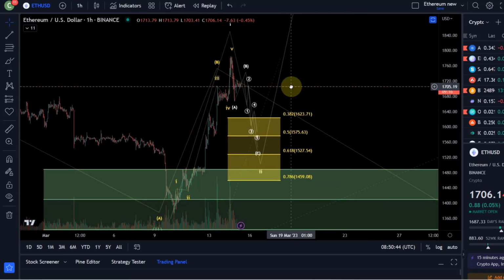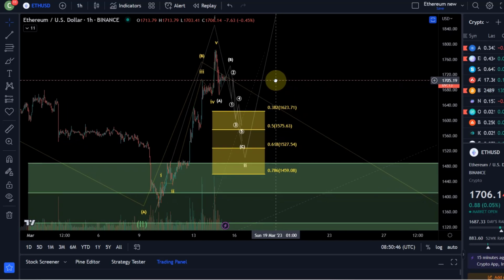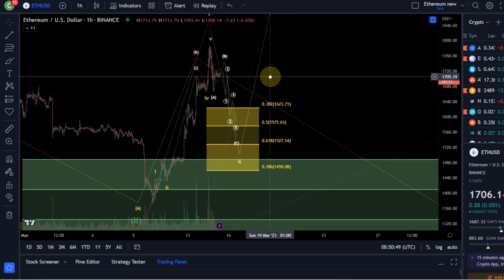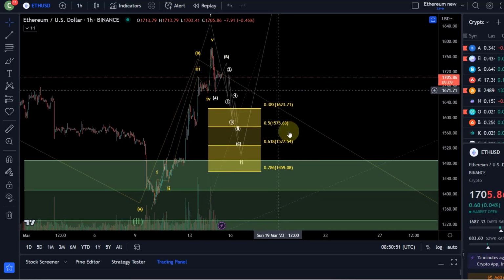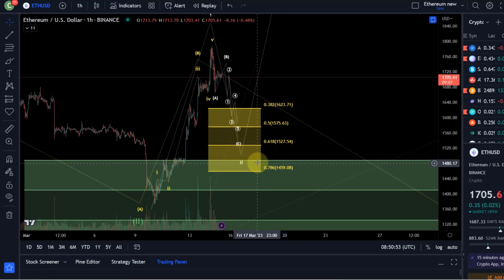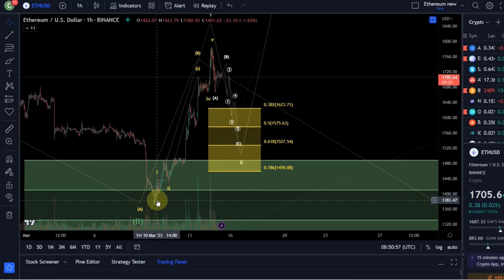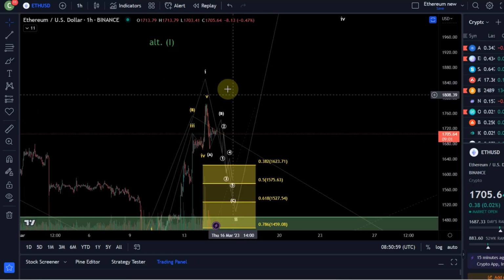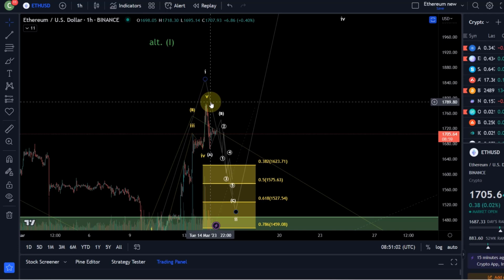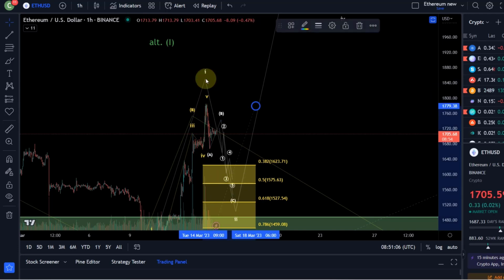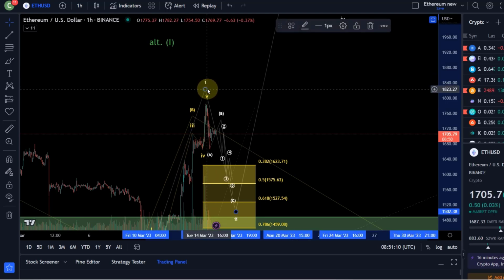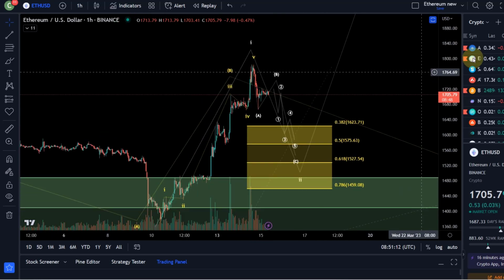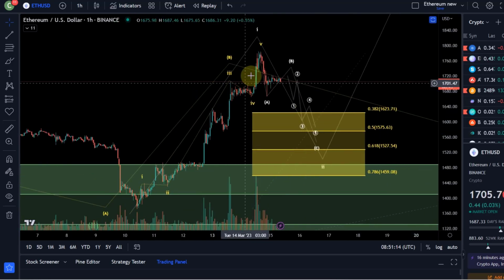I'm in favor of further continuation to the upside, especially as long as Ethereum is holding 1459, which is here for this correction, the 78.6 Fibonacci retracement. So the idea is that Ethereum completed a 5-wave move to the upside, peaked here at 1790 or 1785. This was, as per my primary interpretation, a wave 1. And we're now coming down in a wave 2.